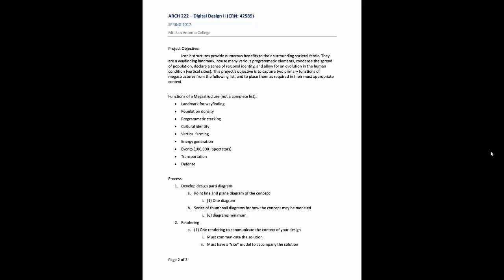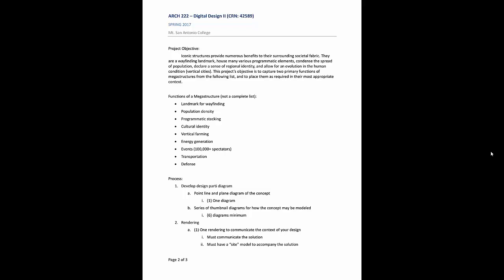Okay. Now, the process. Right here it says we're going to start with developing a design parti diagram. That means that we're going to focus on point, line, and plane. It's a diagram of the concept. So you're not going to be able to develop that right away, but that is our first primary step. So you're going to need one of those.